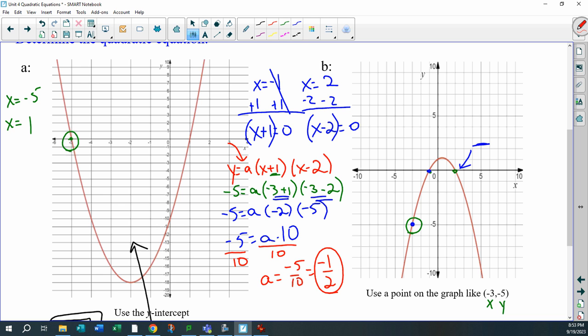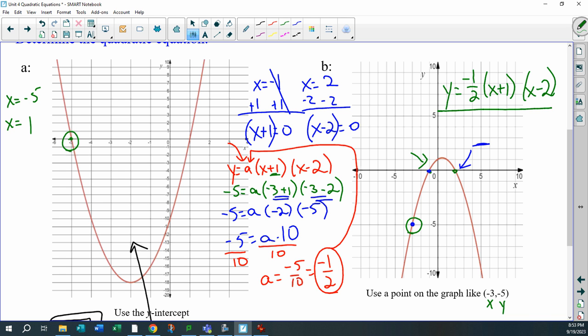There's your a value. So now you can put that back into the equation here, this guy all the way back up here, right there, and get a very, very accurate equation. I'm going to leave it in factored form, so y equals minus 1/2, which tells you, look at this, it is opening down, and it's actually opening fairly wide. Well, there you go. Then x plus 1, x minus 2, there's your equation.